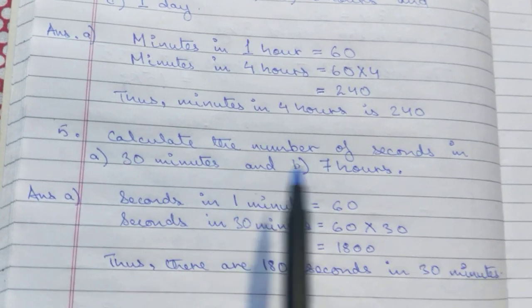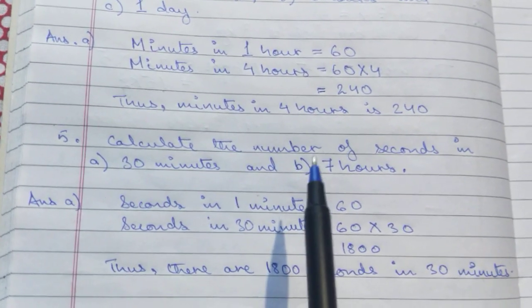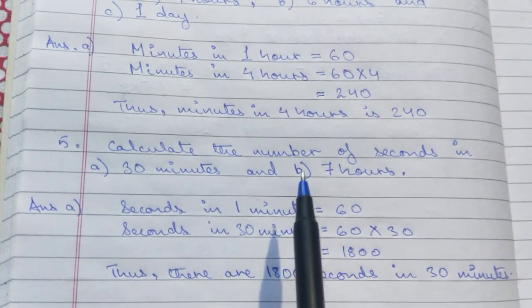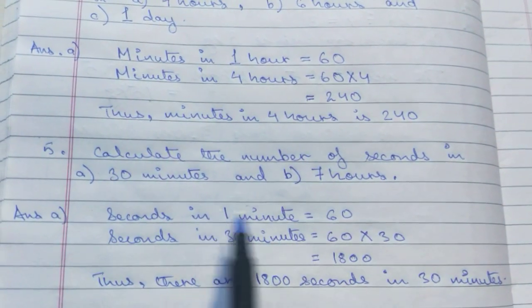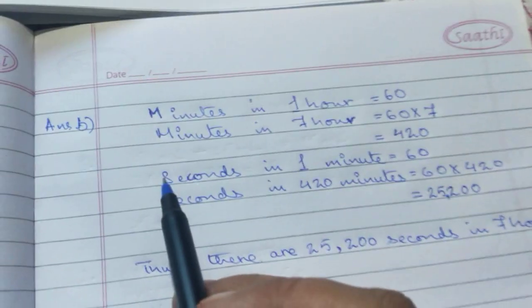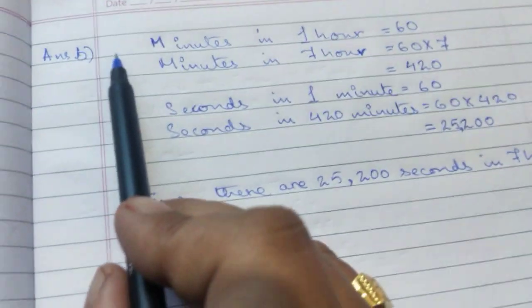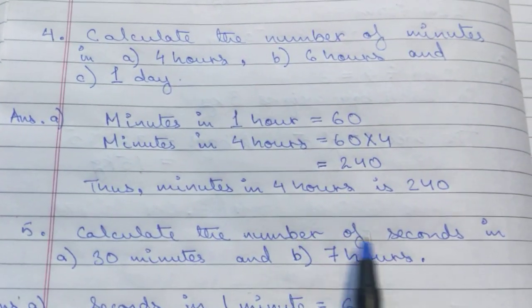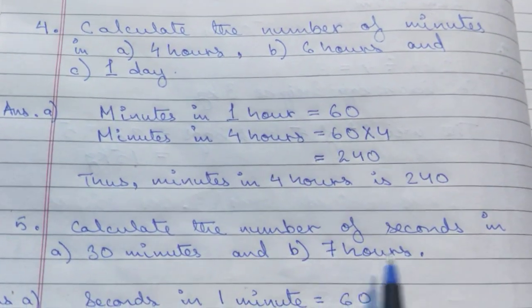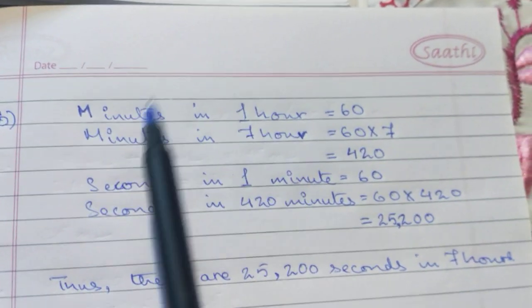Okay, I'll do this question also for you. I'll first solve it in this copy and explain it to you. So here in question number B of 5, they are asking how many seconds are there in 7 hours. So first you will take out how many minutes are there in 7 hours. You have to break it down.